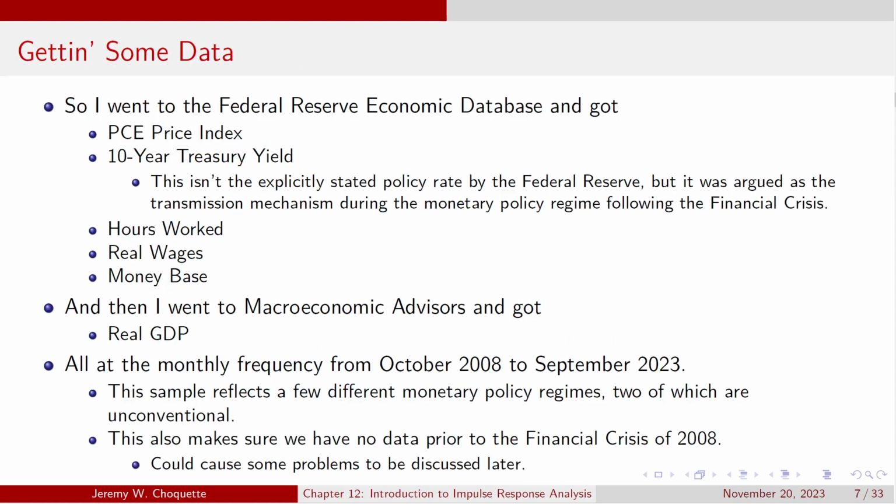Now, I did it all for you. I went to the Federal Reserve Economic Database, and I got the PCE price index and the 10-year Treasury yield. The 10-year Treasury yield is going to be the interest rate that we're looking at. Now, I want to be fair. This isn't the explicitly stated policy rate by the Federal Reserve, but it was argued as the transmission mechanism, the interest rate through which monetary policy most likely transmitted to the real economy during the monetary policy regime following the financial crisis, which is a good chunk of the sample period that we're looking at.